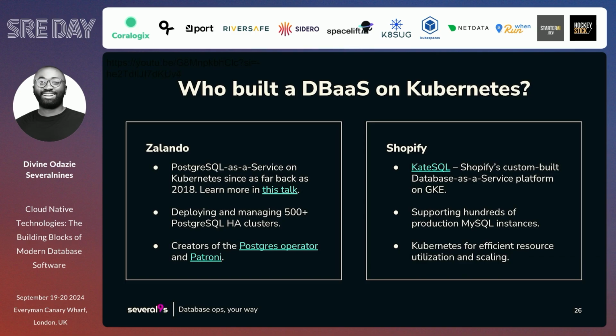Shopify also has its own DBaaS on GKE, Kate's SQL. So this is something that has been done since early on. But then again, these are pretty huge companies with a lot of resources and a lot of engineers to spend to achieve that. They have contributed a lot, with Zalando providing the Postgres operator, which organizations use today. In my organization, we use the Postgres operator, and there are several operators out there.